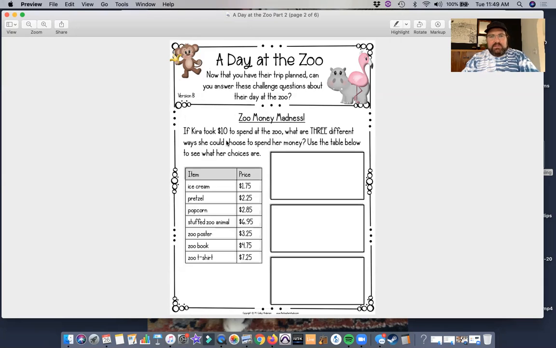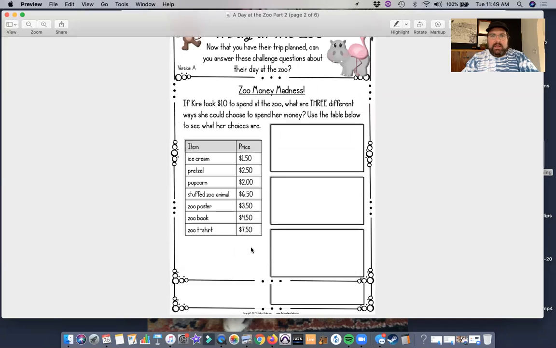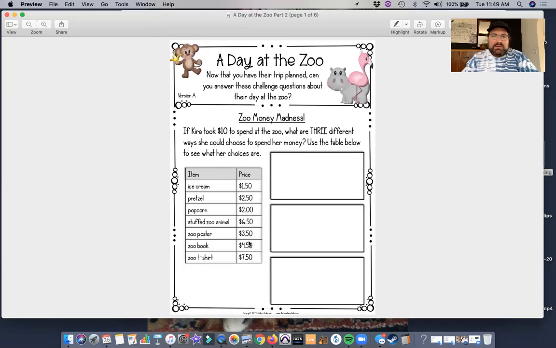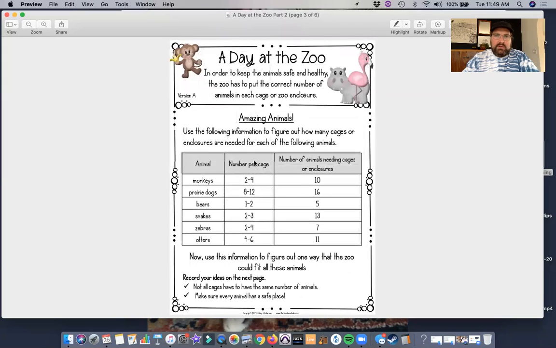The only thing that's different is that the prices are just a little different. It's asking us to do the same thing. So if you're really comfortable adding and subtracting with money, this might be a better fit for you. But if you're someone who likes to just use half dollars, version A would be a good choice for you. That's what's happening on this first worksheet. You choose which one you want to do.